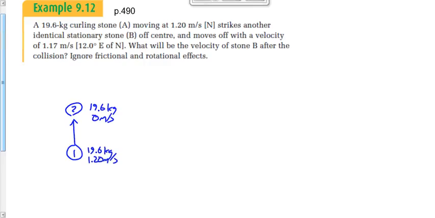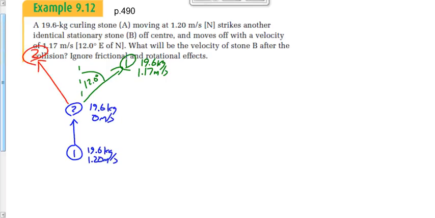All right, there's the collision point. Now it says curling rock number one moves off east of north. So let's draw that up here. Number one goes east of north at 1.17 meters per second. And the mass of that, of course, is still 19.6 kilograms. The other object is going to go off over here somewhere.